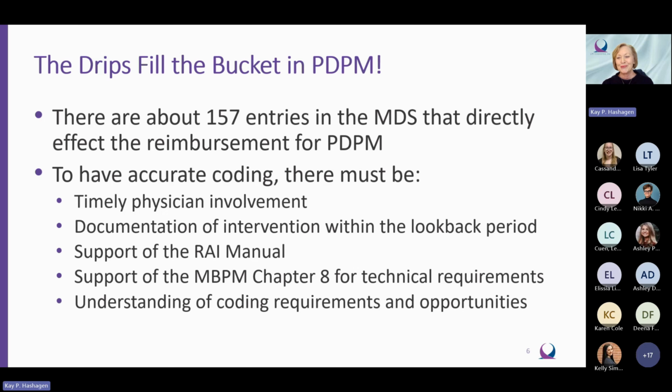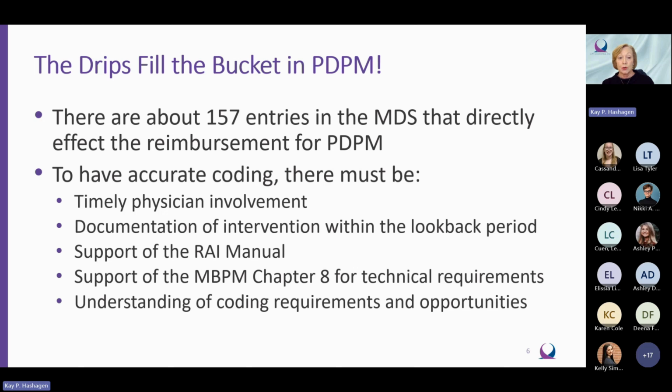I like to say that drips fill the bucket in PDPM. There are actually about 157 entries in the MDS that directly affect the reimbursement for PDPM. And to have accurate coding, you have to have all of those documented to support the coding. So there needs to be timely physician involvement, documentation that intervention actually occurred within that look back period timeframe. We want to make sure that what you're documenting is supported by the regulations in the RAI manual, and Chapter 8 of the Medicare Benefit Policy Manual really goes over all the technical requirements.